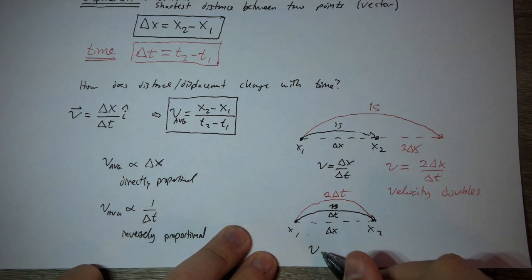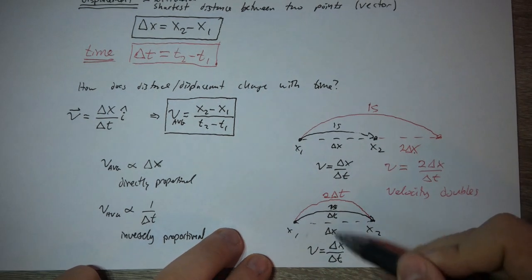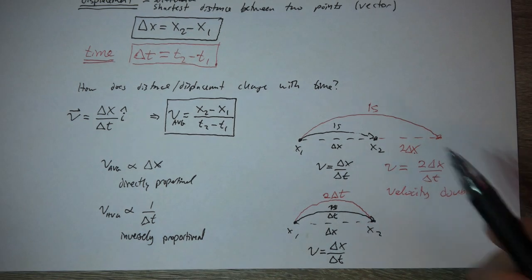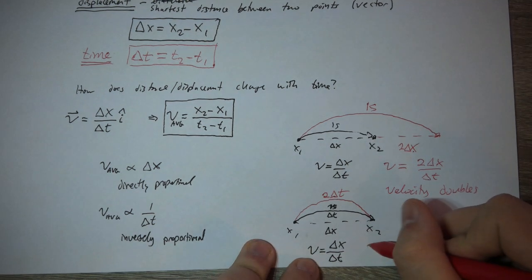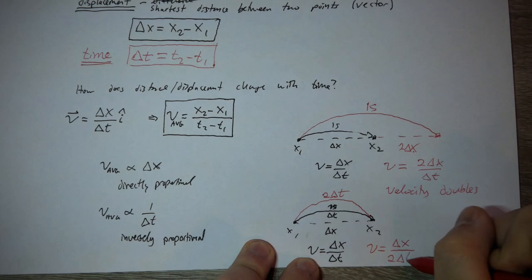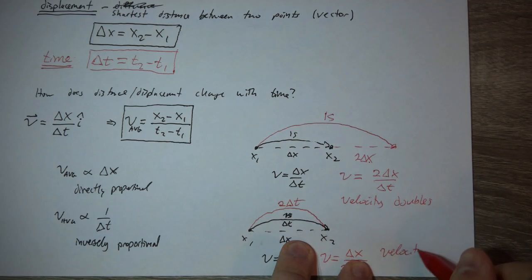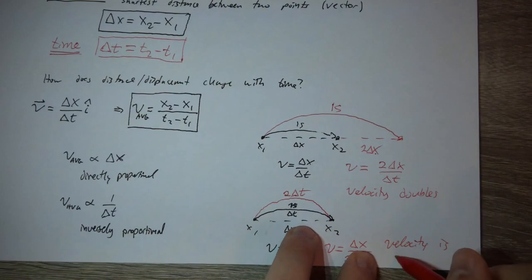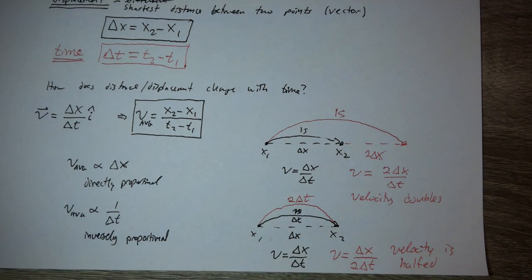So the first scenario is just the same. We're taking delta x in a certain time, delta t. But when we double the time, we're doing delta x in twice the time. And so velocity is halved. We cut it in half. And therefore, it's inversely proportional.